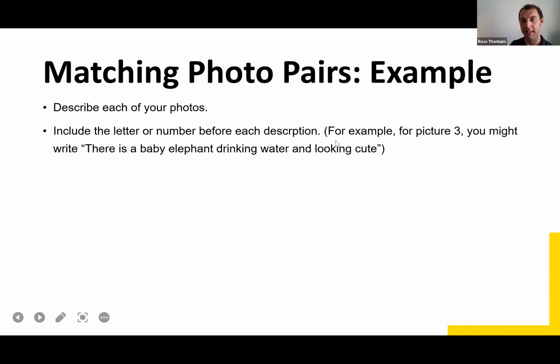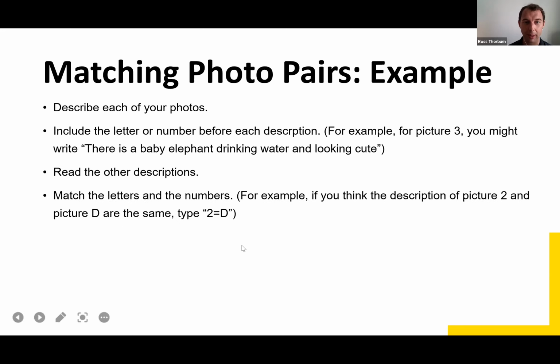So for example, for number 3, you might write 3, and then there's a baby elephant drinking water. But make sure you include the number or the letter of the photo and the description. Then you need to read the other descriptions and match them. For example, if you think picture number 2 and picture D are the same, then you can write 2D. Okay, so go ahead, start typing.